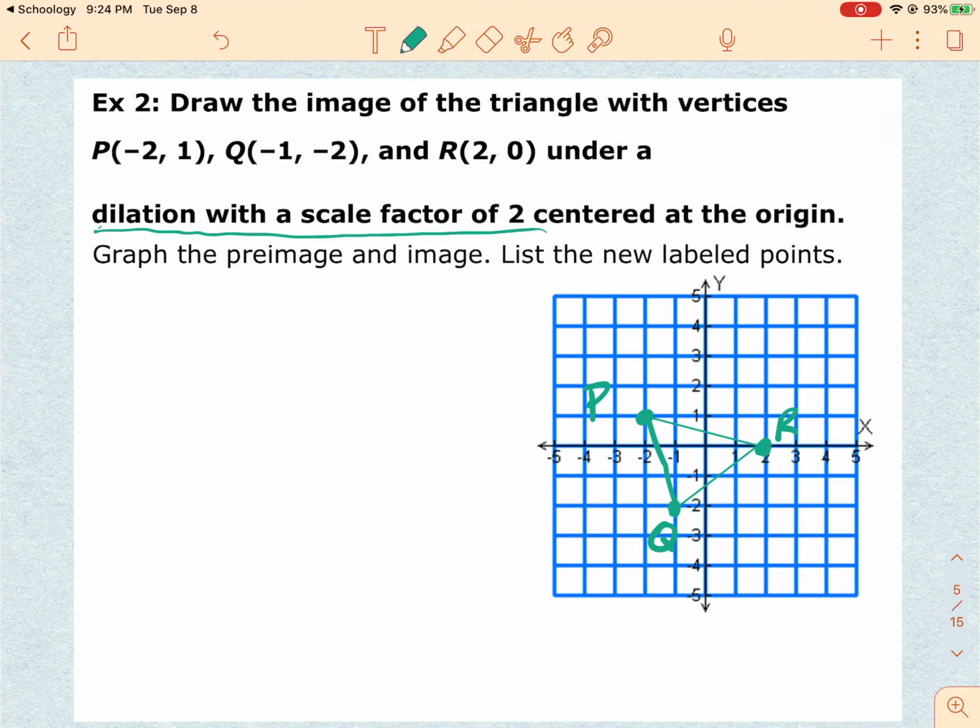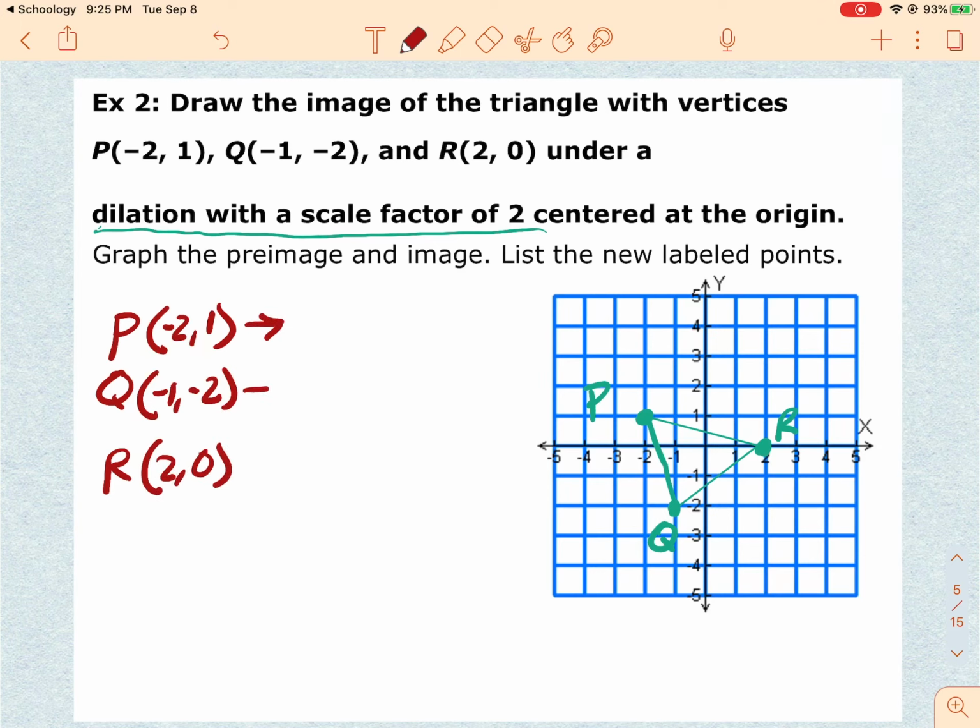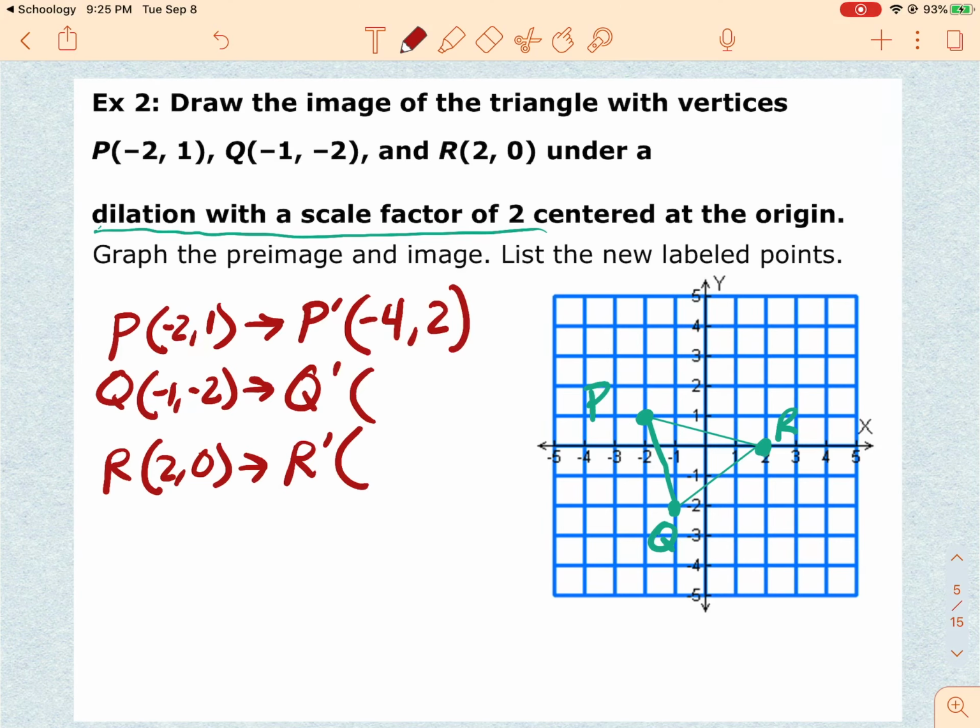So what we do is we take our existing points and multiply each of those by that scale factor. So our new P prime would be -4, 2, because you multiply the x by 2 and then the y by 2. For Q prime, we would get -2 and -4. For R prime, we would get 4 and 0.